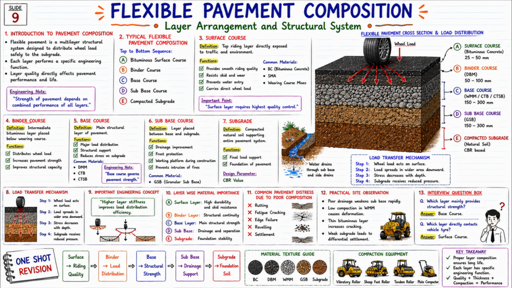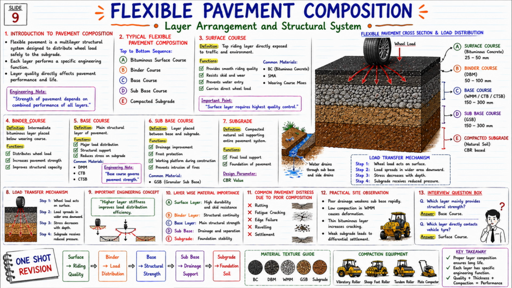Slide number: Flexible pavement composition. So friends, till now we have understood IRC, SANTIS, traffic, CBR, and subgrade strength. But now comes the most important question. After all, how is pavement structure formed? What are the layers inside the road? The load transferred from top to bottom. And which layer gives the actual strength? So we will understand this complete structural system in detail in this slide.